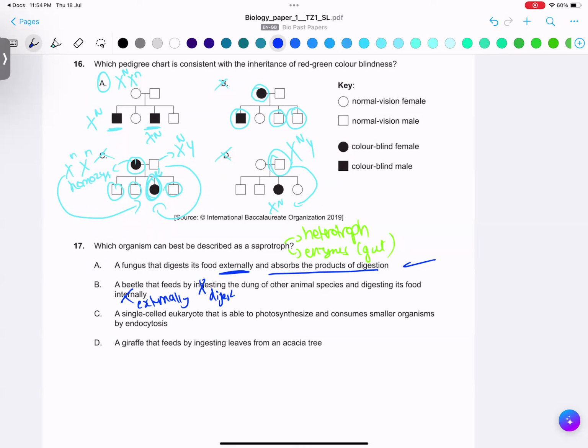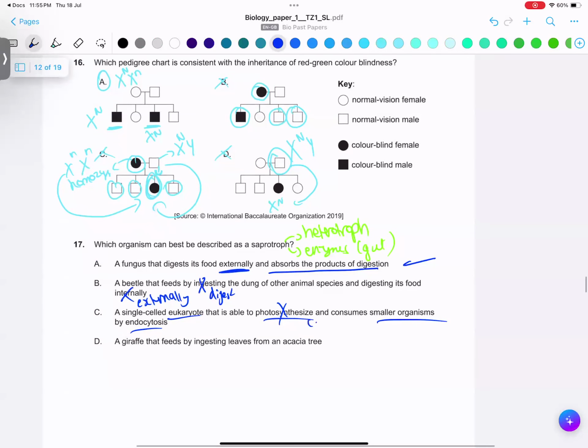A single-celled eukaryote that is able to photosynthesize and consume smaller organisms by endocytosis. So basically, this is full of really specific information. First, it does not photosynthesize because it's a heterotroph, so it actually, like I previously mentioned, digests its organisms from other organisms in order to have its nutrients. It does not make its own nutrients. Photosynthesis is basically the process of creating your nutrients. Okay, so this is false.